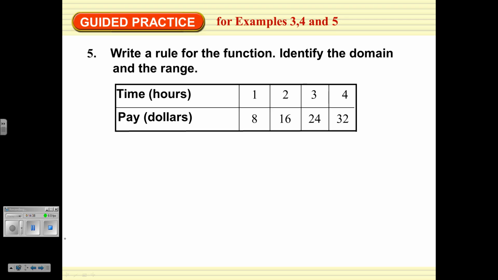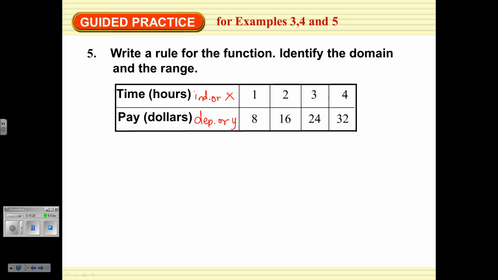Okay, last guided practice problem. Write a rule for the function. Identify the domain and the range. Okay, so we're going to write a rule. Let's think about this. Time in hours, pay in dollars. So pause the video and think about writing a rule for the function and identifying the domain and range. Okay, well, which one would be the independent or the domain, and which one will be the range or the dependent? How much pay you make depends upon how many hours you work. So this is my dependent or my y, and this is my independent or my x.